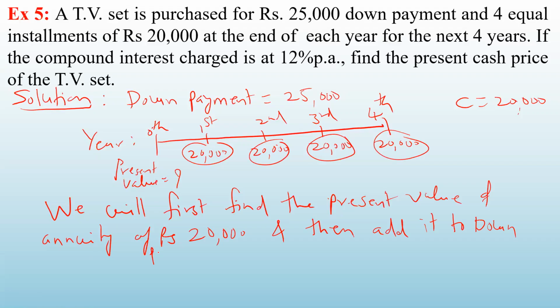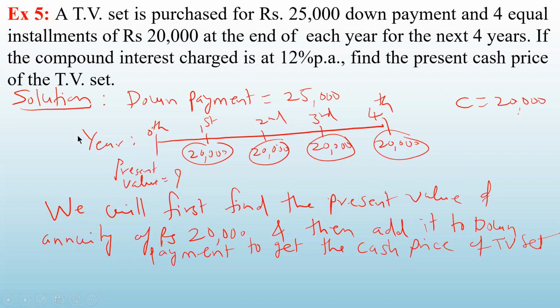Add it to the down payment to get the cash price of the TV. This problem is exactly opposite to the previous problem. So we'll first find the present value of the annuity of rupees 20,000, and then that present value, whatever we get, we will add to the down payment to get the cash price of the TV.